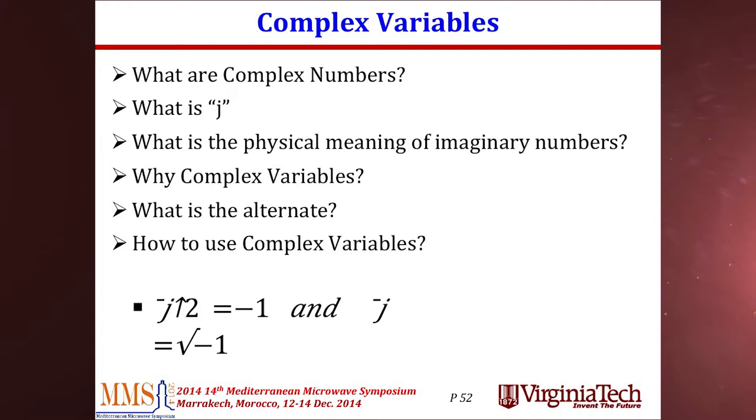And very few would come up with something reasonable. The majority will have no idea about what is j and where did it come from, the physical meaning of imaginary number, and why do we use complex variables? Many of them will come with this answer here. J squared is minus 1, and therefore j is square root of minus 1. Okay? Give me 1. No physics.